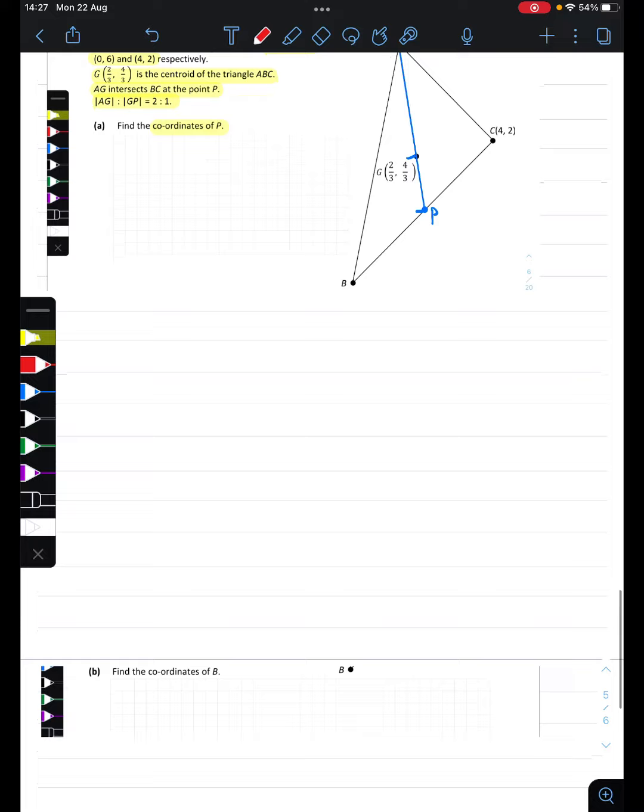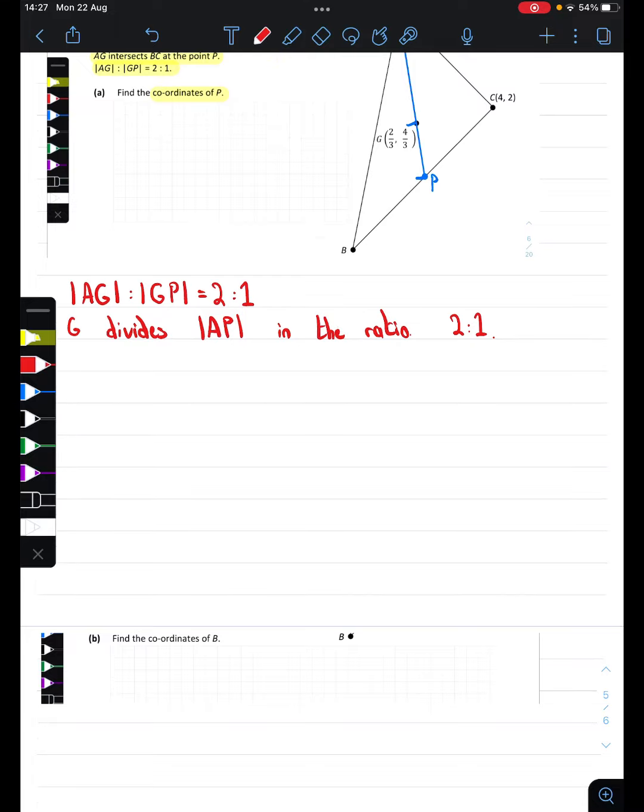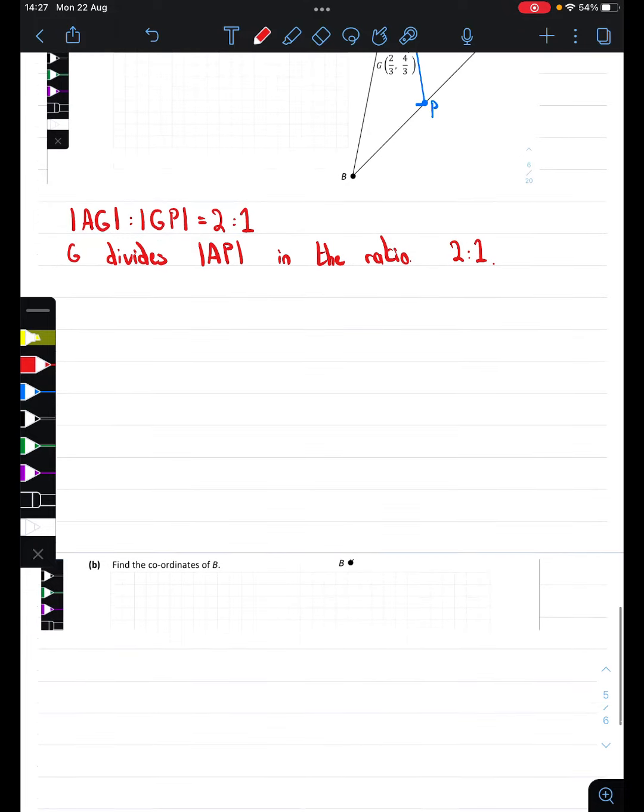So we know that the ratio of the length of A to G to the length of G to P is 2 to 1. Or in other words, G divides AP in the ratio 2 to 1. And then we have a formula for a point dividing a line segment in a given ratio.